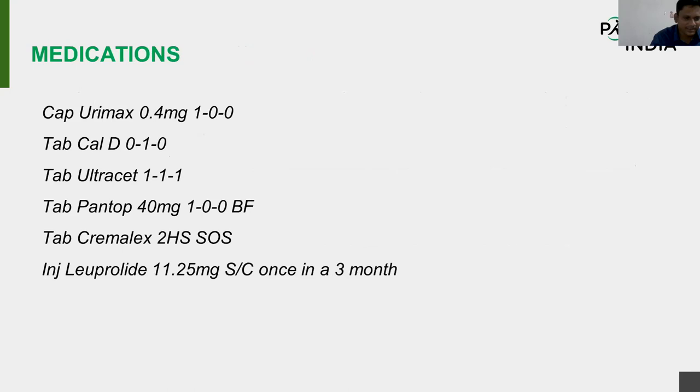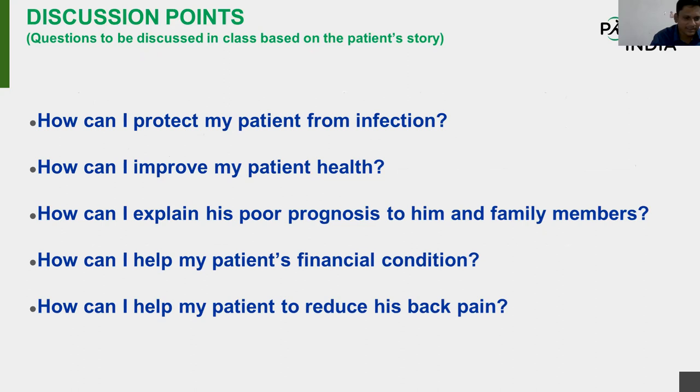So improving the patient's health, maybe this would be the family's point of view. When you ask the family what are your expectations, the family may say, okay, my patient needs to have good health.